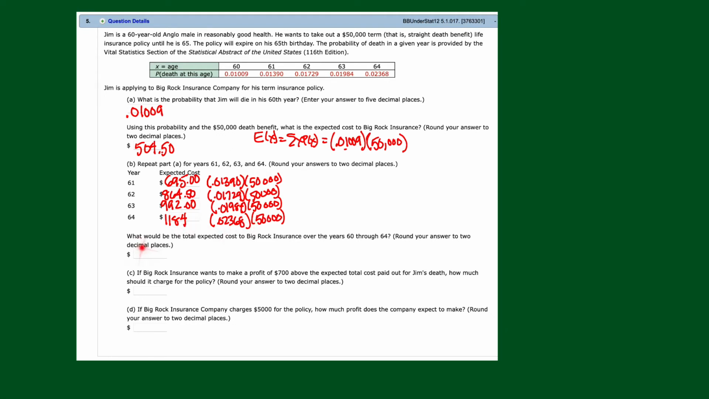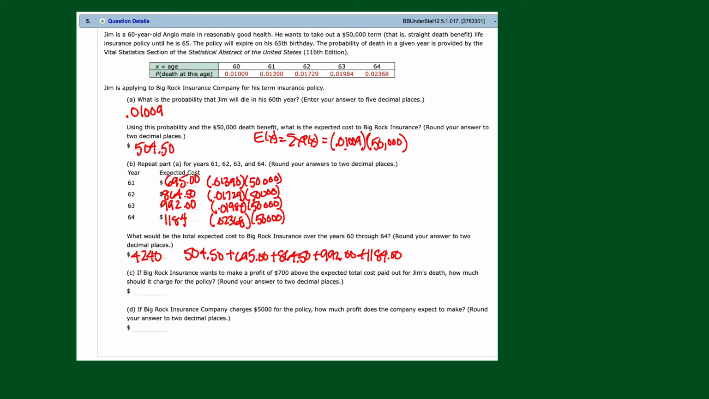Now, down here, what would be the total expected cost to Big Rock over the years 60 to 64? The total, we're going to add these up, 60 through 64. It's going to be this number plus this number plus this number. So I made this addition. I added up these numbers here, from 60, 61, 62, 63, and 64. Here they are, and I got 4240.